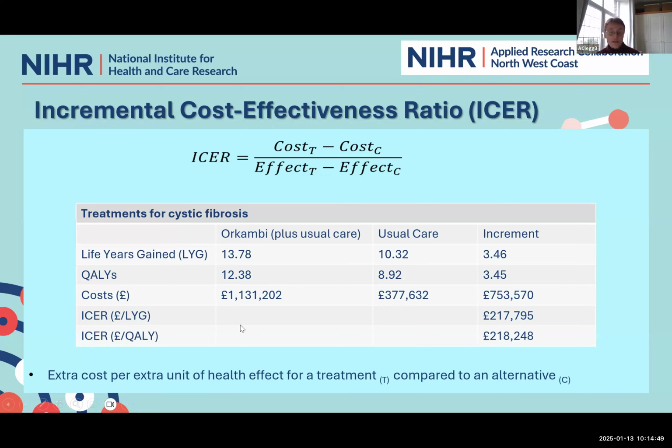You can use these for different outcomes, as Valeria mentioned earlier, of QALYs or life years gained. QALYs tends to be the one that's used because it brings in, as the previous sessions have shown, both quality and length of life within it. So it's trying to decide, is it a good use of money at £218,000 per QALY?